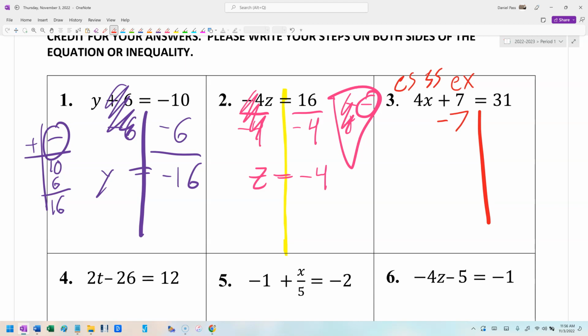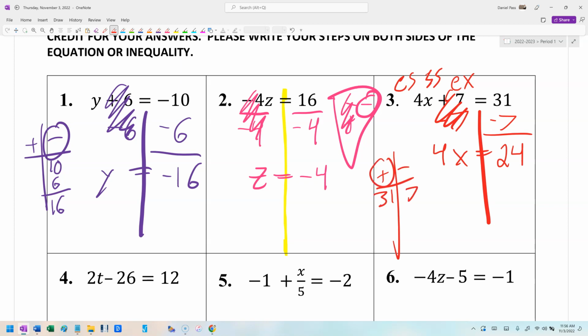Okay, then we put it with 31. So 31 minus 7. But to find your answer, you do good guys versus bad guys. 31 positive side, 7 negative side. So I know 31 is positive. So 31 minus 7 is 24. Then you're going to have 4x equals 24. Then you're going to divide by 4. Then I know 24 divided by 4 is 6. So x equals 6. We agree with that?